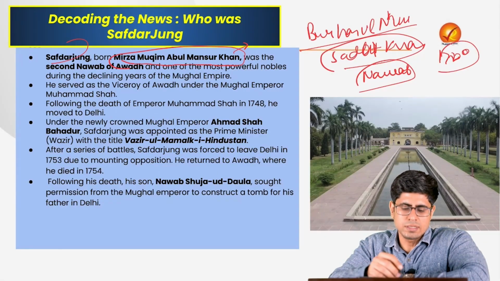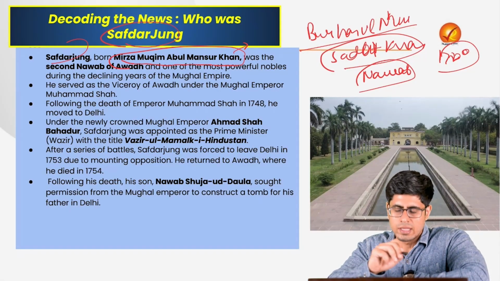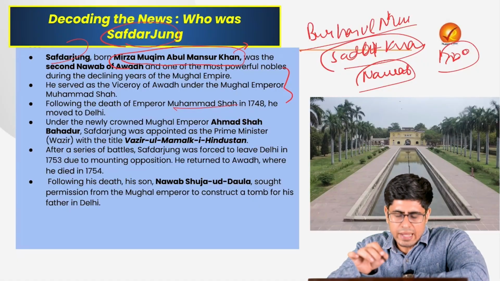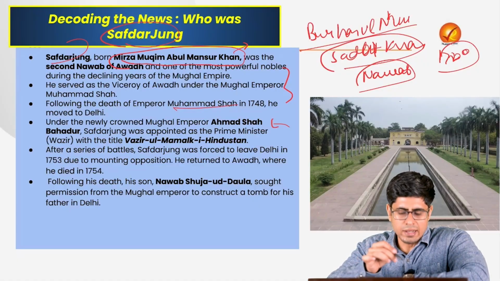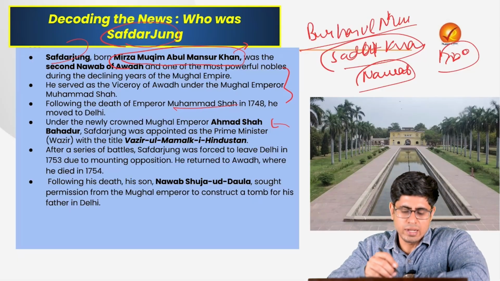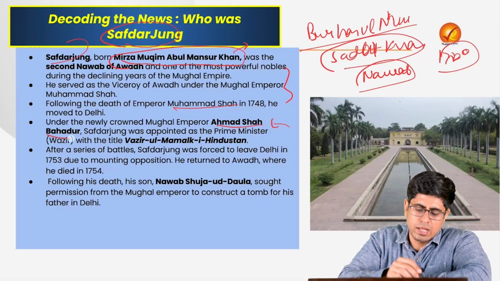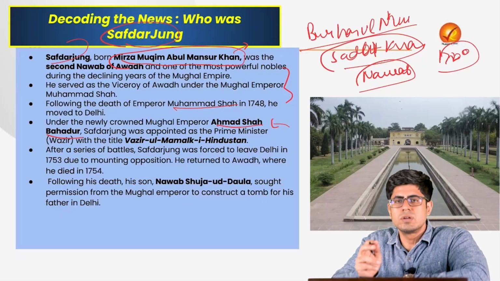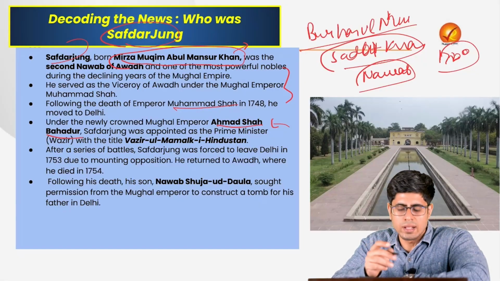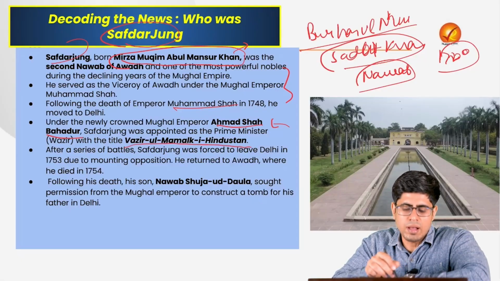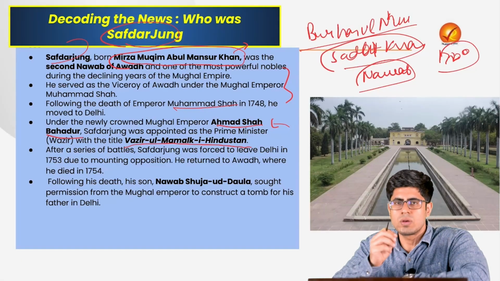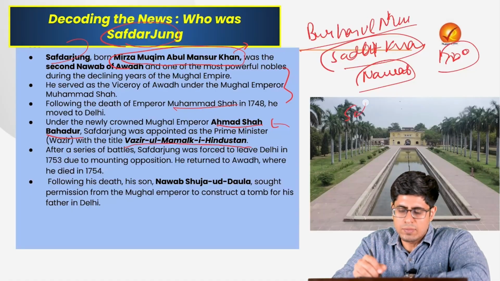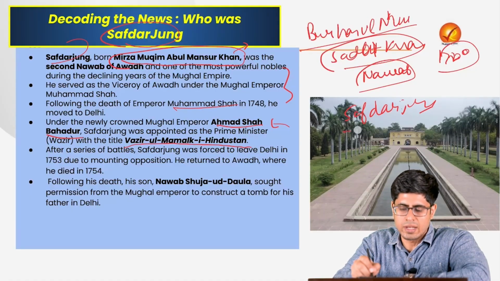After that, this person, Safdarjung, became the second Nawab of Awadh. Once he became the Nawab of Awadh under Muhammad Shah Rangila, and once he died, he actually went again to Delhi. There, after 1748, under Ahmad Shah Bahadur, the Mughal Emperor of India, he became the Grand Wazir of India, or the Prime Minister of Mughal India, and adopted the title Wazir-e Mamlae Hindustan. All the affairs of Hindustan were under this person. Safdarjung was his title, and he was a Nawab of Awadh.